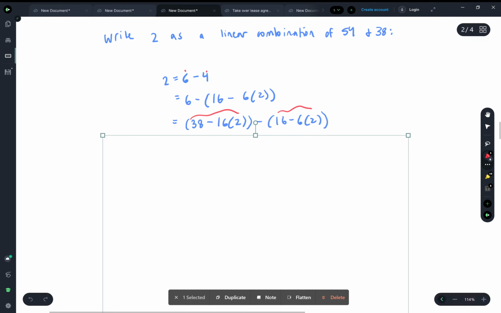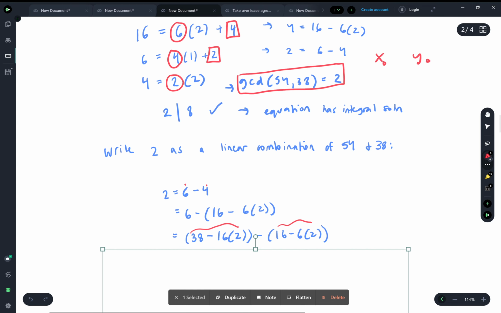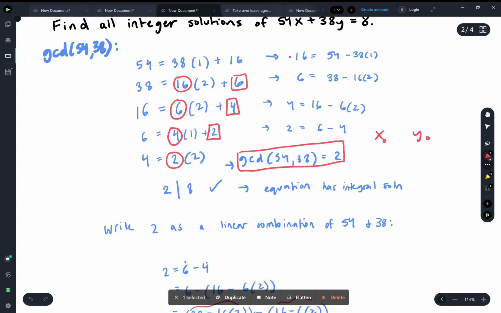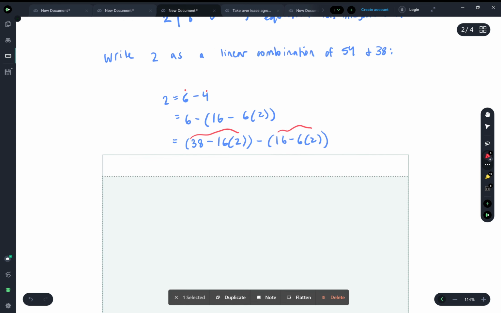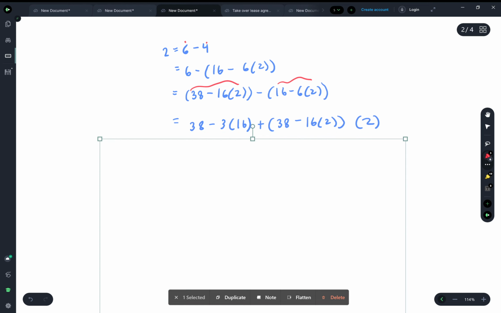So now we have 38, so we don't need to do anything with that, because we want everything in terms of 38. But we have the 16, and we have a 16 here and a 6 here. So we can replace those using what we have up here, because we have something to replace 16 and something to replace 6. So on to the next step. Here we replaced this 16, this 16 here, and this 16, and it is simplified into this.